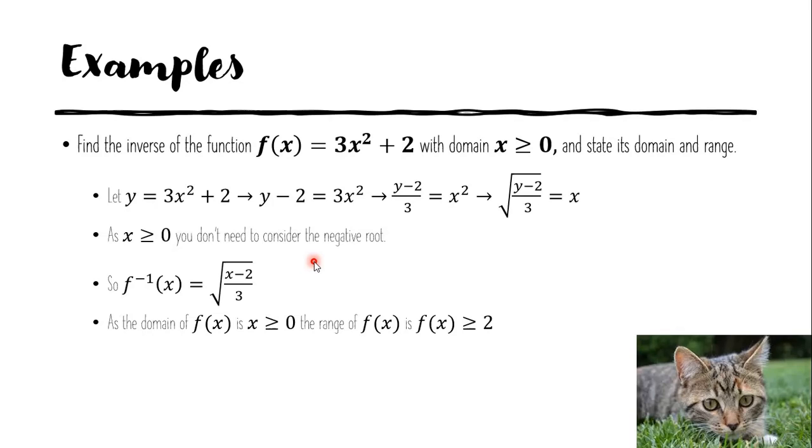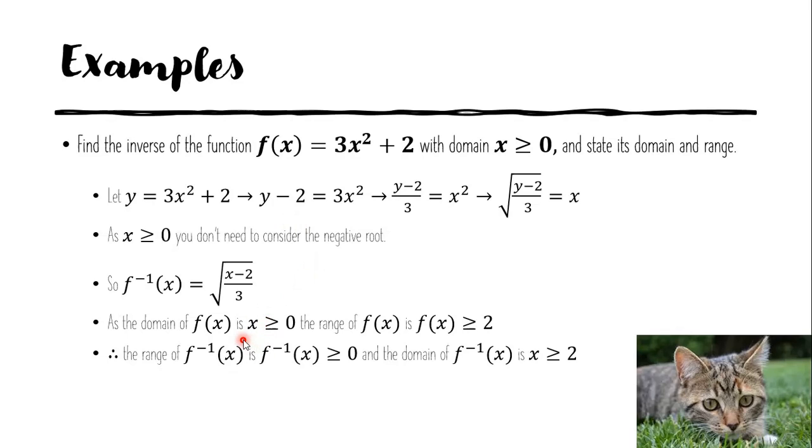As the domain of f of x was x is more than or equal to 0, the range of f of x is f of x is more than or equal to 2. The range of f minus 1 of x is f minus 1 of x is more than or equal to 0. And the domain of f minus 1 of x is x is more than or equal to 2. So the domain was given in the question for the original one. The range could be worked out, because if x has to be more than or equal to 0, the smallest x can be is 0. Sub 0 in there, you get 2. The range of the inverse then is the domain of the original, and the domain of the inverse is the range of the original. So that's that question.